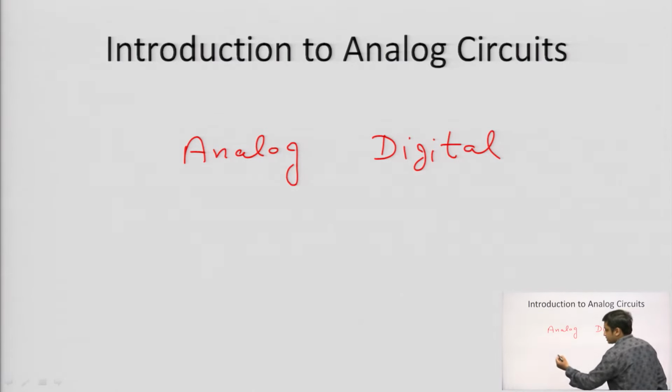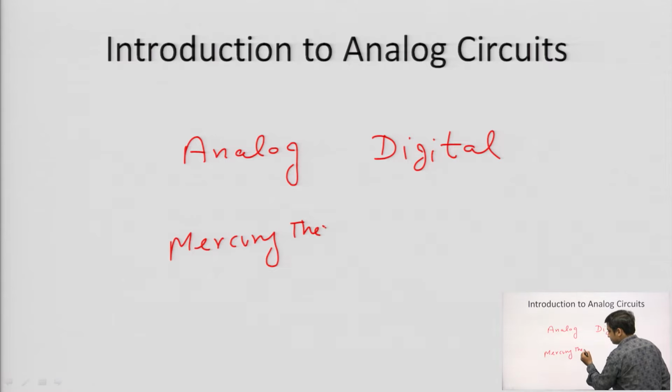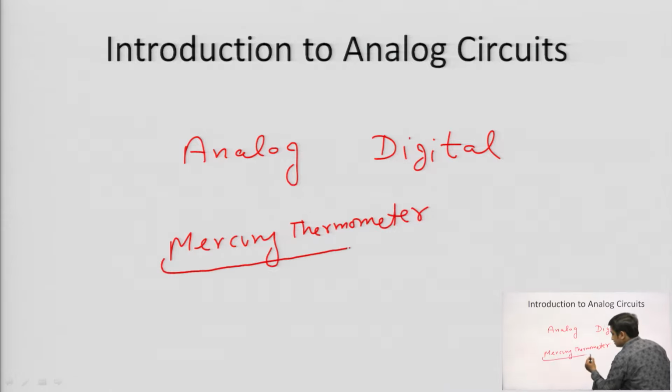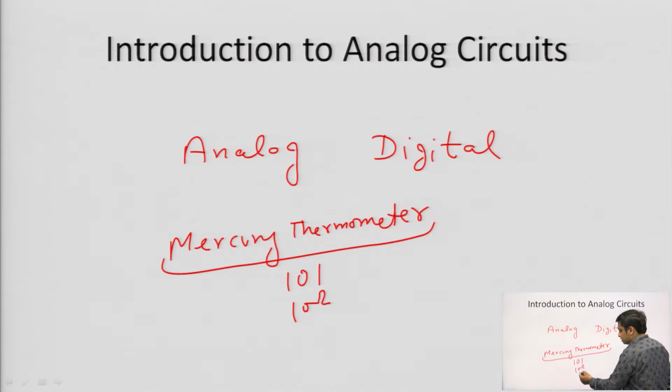One is the mercury thermometer. So, what happens in a mercury thermometer? When we touch the mercury thermometer to the body, the level of the mercury rises, and we note down that reading of the temperature. It may be 101 degrees Fahrenheit, it may be 102, it may be 103. That is in the mercury thermometer.